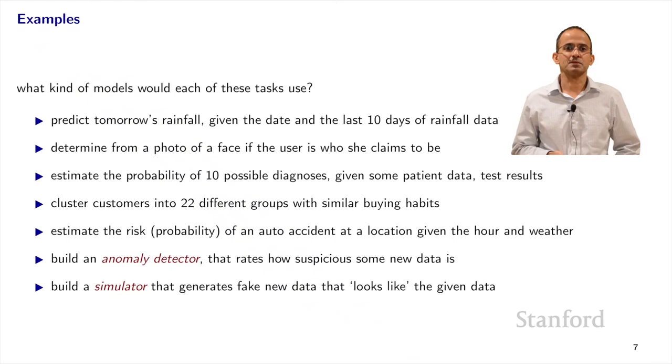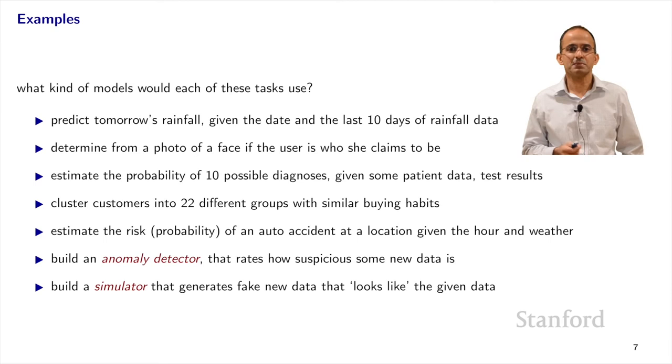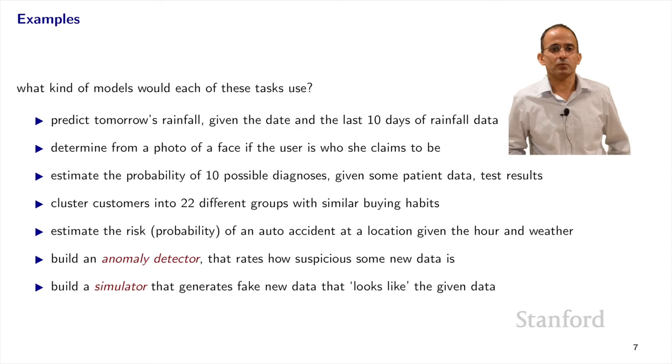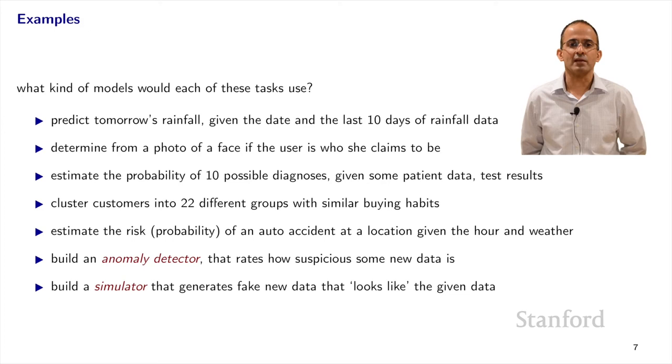Let's think about some examples. Here are some models, and we can think about what kind of models each one of these particular domains would require. So, for example, we have the last 10 days of rainfall data, and we know the date, so we know what time of year it is, and we need to predict tomorrow's rainfall. So how might we go about predicting tomorrow's rainfall? We might collect data from the last 10 years. And we might divide that data into 11-day chunks.